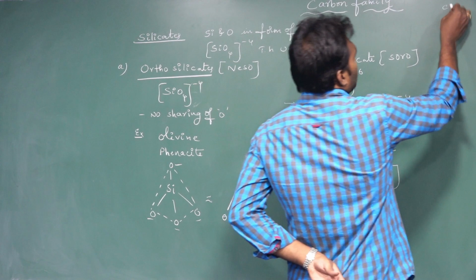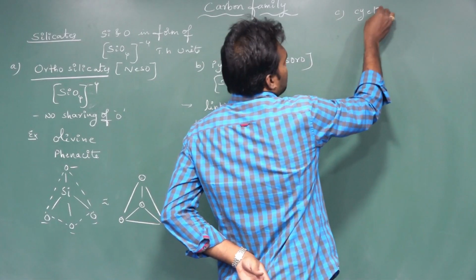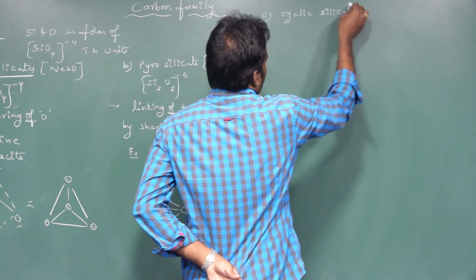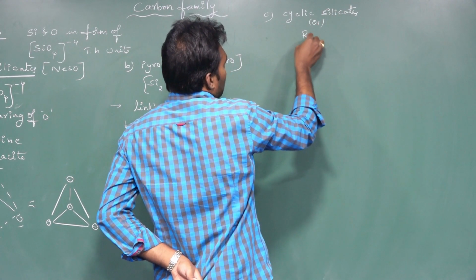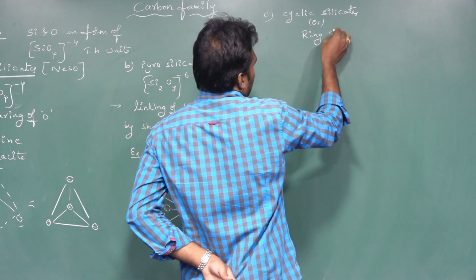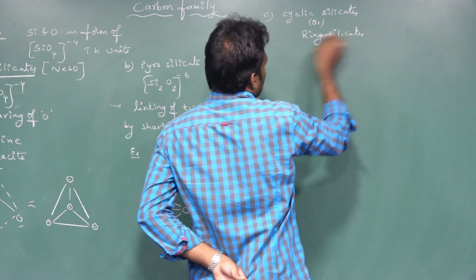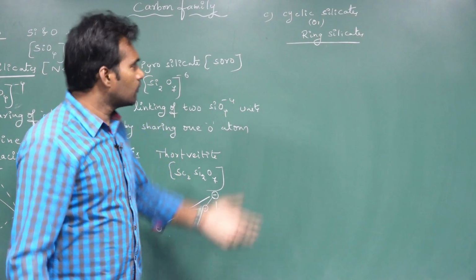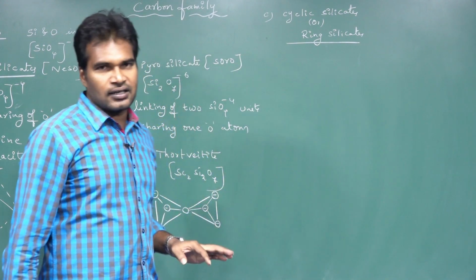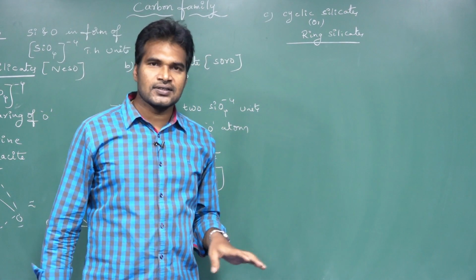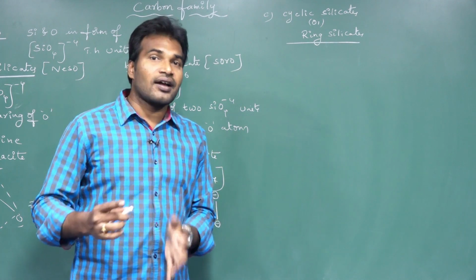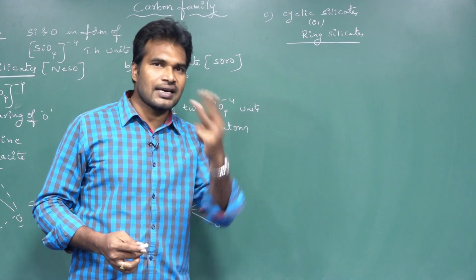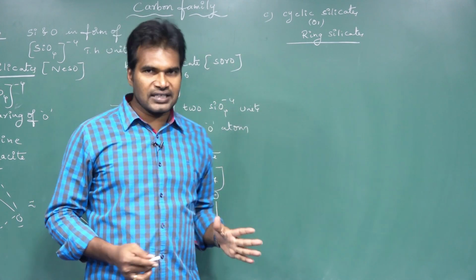And the next, the third one, cyclic silicates. These cyclic silicates we also call ring silicates. Why? Because by joining, these silicates form ring-like structures, so they are called ring silicates. But there is a condition to form these ring silicates: the number of tetrahedral units should be a minimum of 3. If the silicate units are less than 3, they will not form ring silicates.